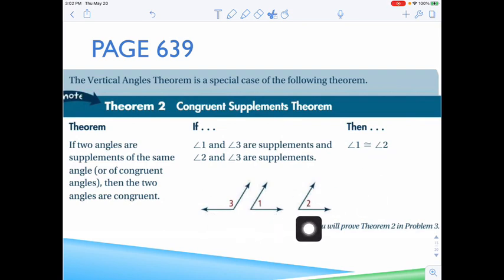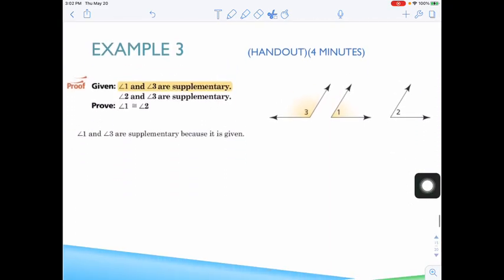So if angle 1 and angle 2's measures are both the missing amount from angle 3's measure to equal 180, then angle 1 and angle 2 must have the same measure. Example 3 says, given angle 1 and angle 3 are supplementary, angle 2 and angle 3 are supplementary, prove angle 1 is congruent to angle 2. So we are going to prove the theorem that we just saw on the previous slide.